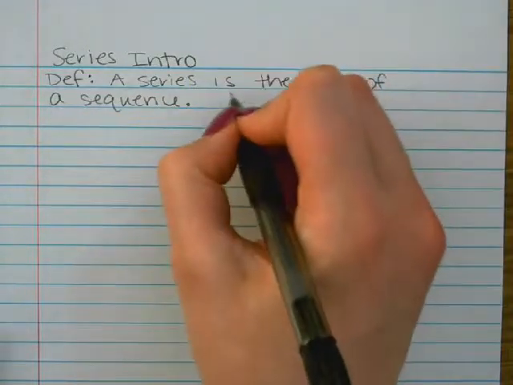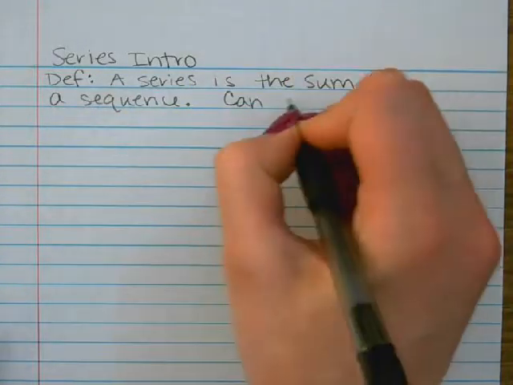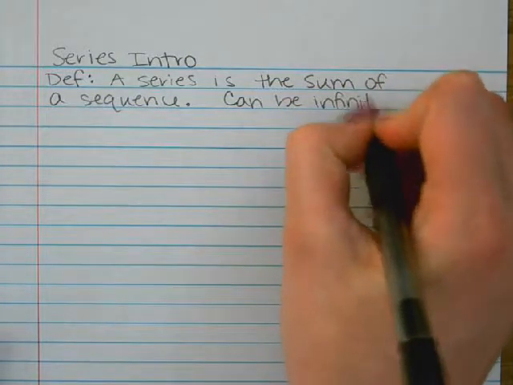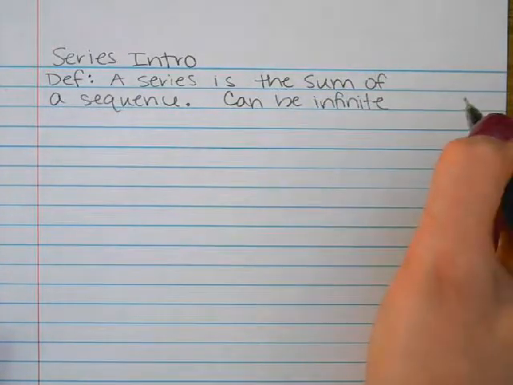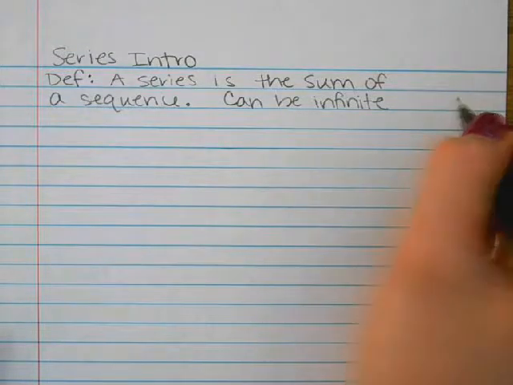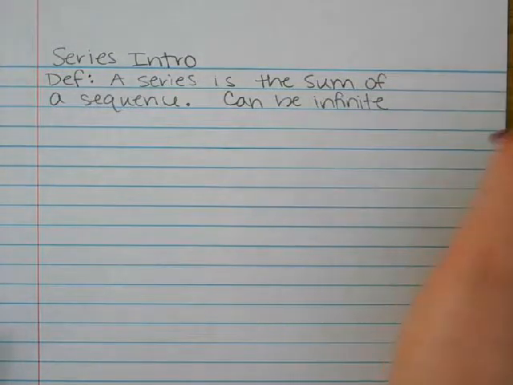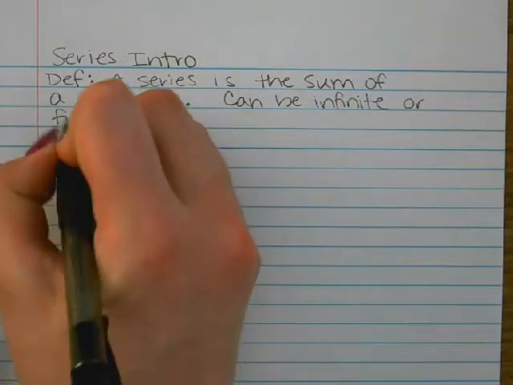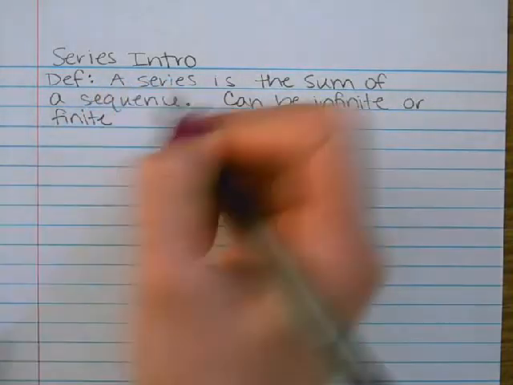The sum could be from an infinite sequence, so you have terms that go on forever. It's not like you're adding up 5 terms, but you're literally adding up the terms as long as the pattern goes, like forever. Or it can be finite, meaning you have a specific number of terms that you're trying to add up.